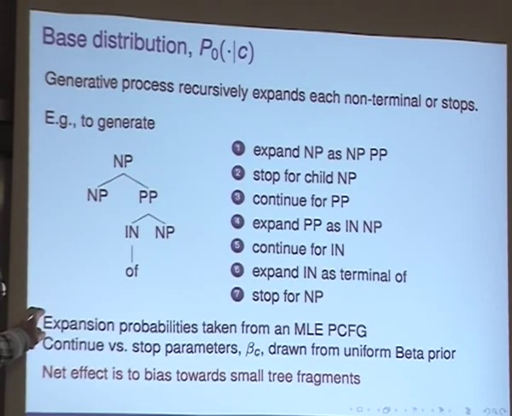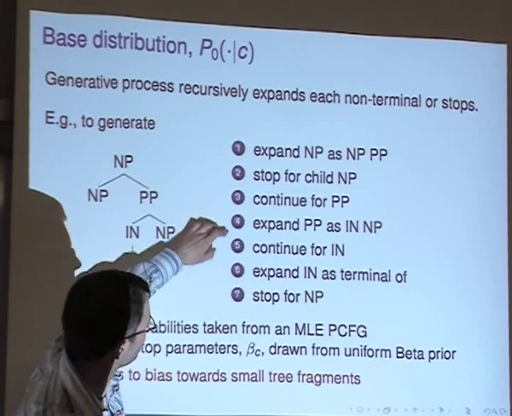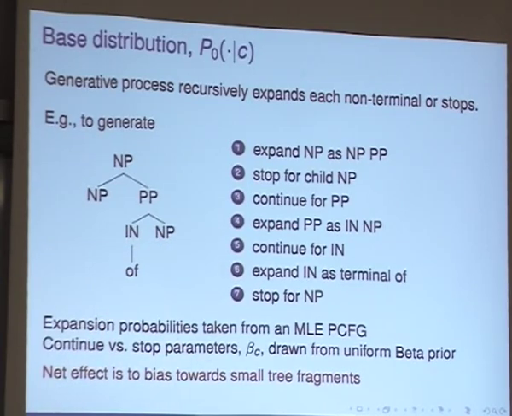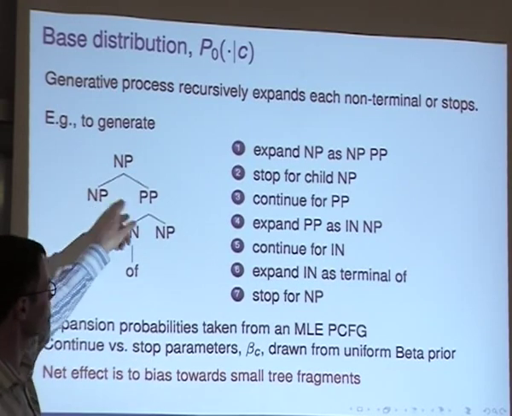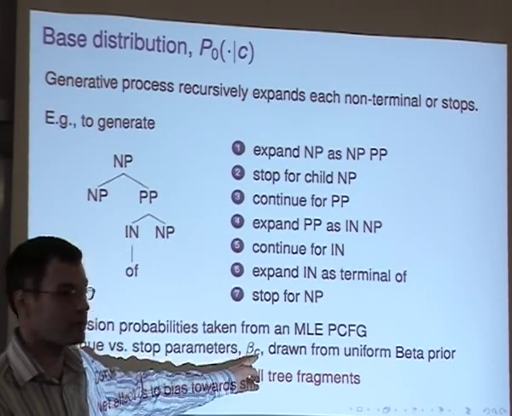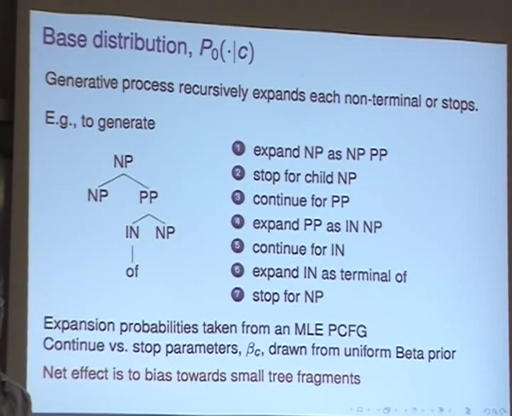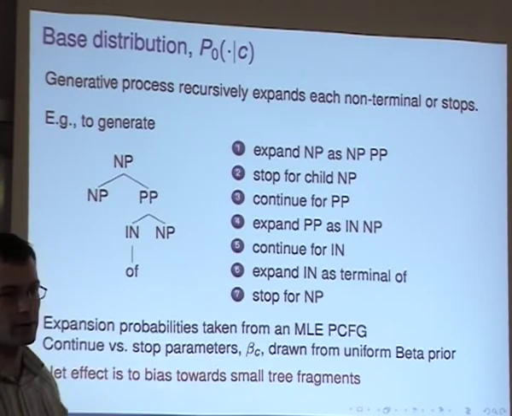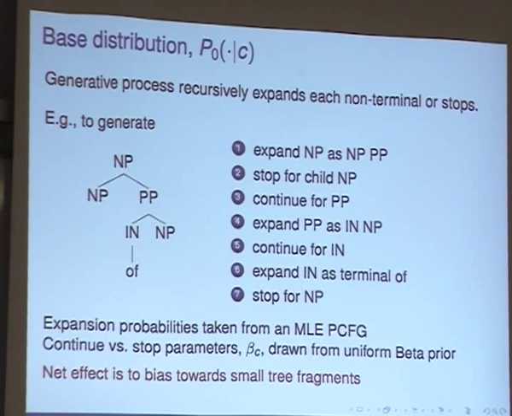So the expansion probabilities that we see here in steps 1, 4, and 6 are just taken from a probabilistic context-free grammar, a maximum likelihood estimate over our training set. So the simplest possible model that you could think of. The continue versus stop options, so at each time we had to decide whether or not to stop, we call these beta, and we have a separate beta for each different symbol. So we learn whether or not we're going to stop for a noun phrase, whether or not we're going to stop for a prepositional phrase, all separately. And we draw these from a uniform beta prior, and I'll talk about how we get the values for these in a moment.